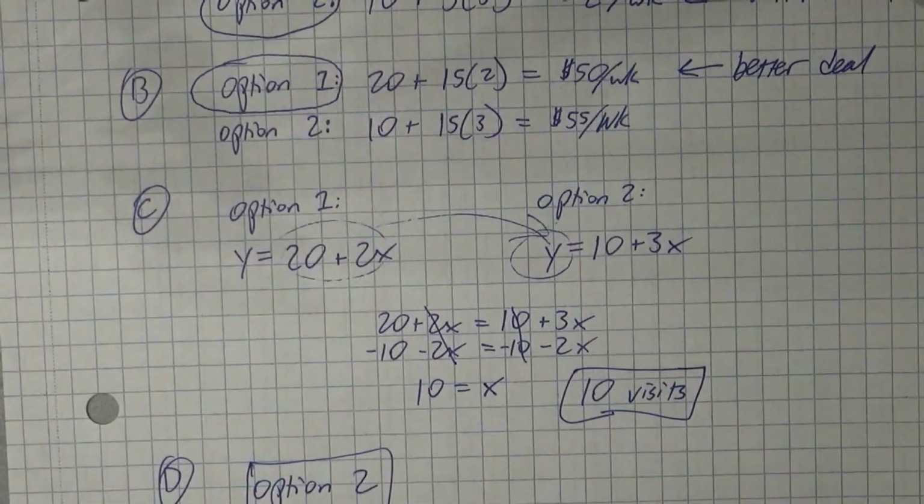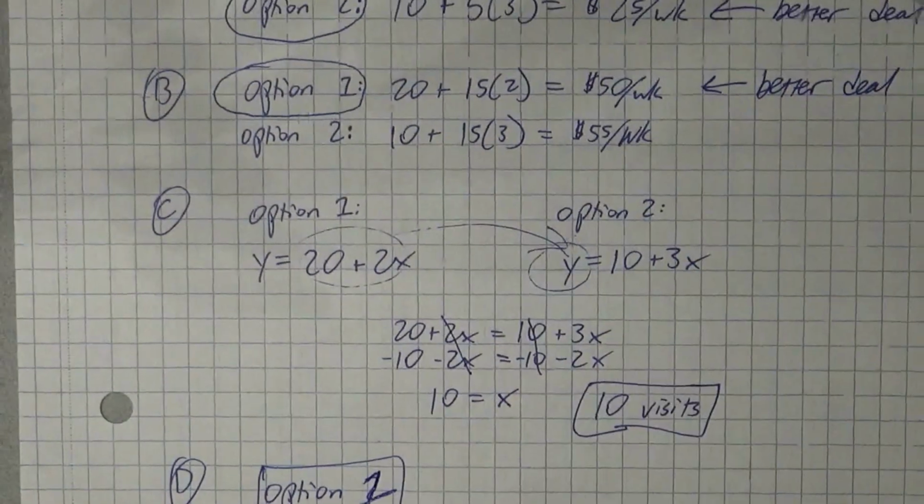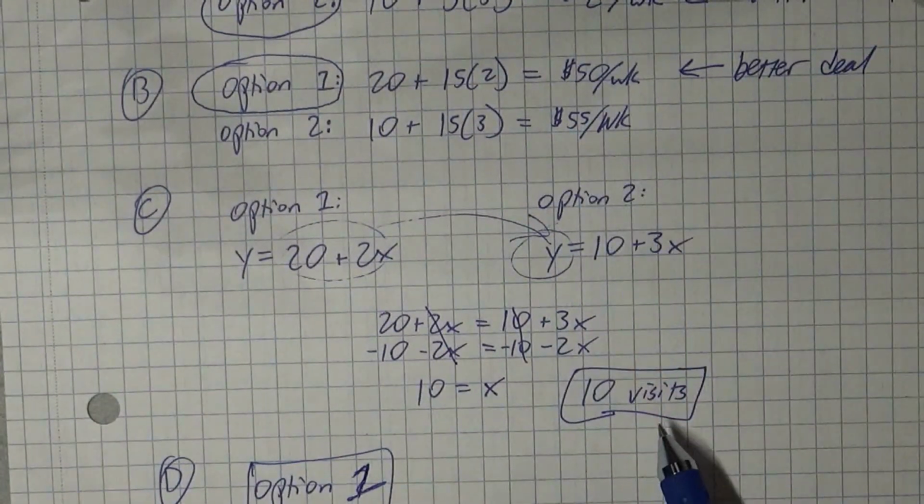So question D, when it asks what your best option is at 12 times per week, you're going to be with option 1, actually, is the better deal. Option 1 is the better deal for more visits than 10.